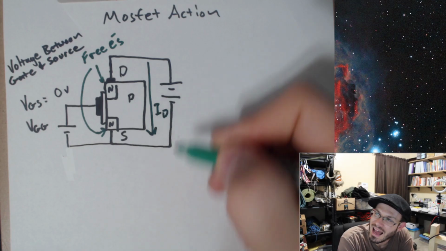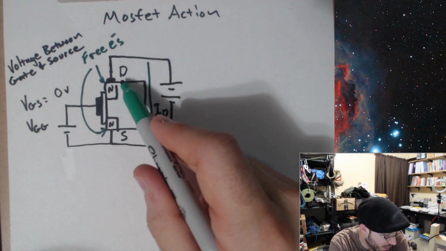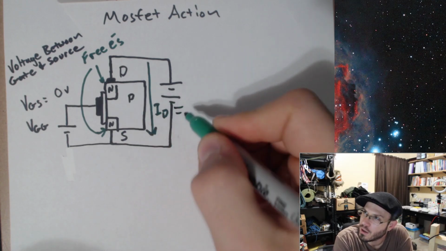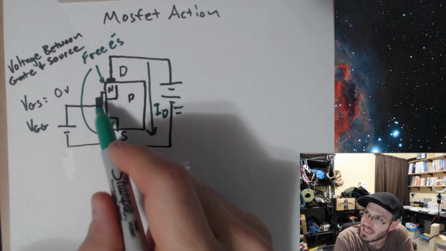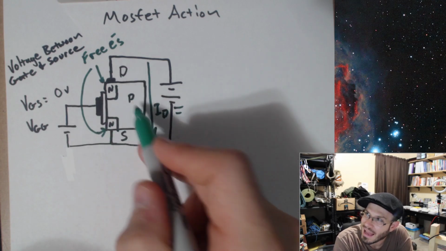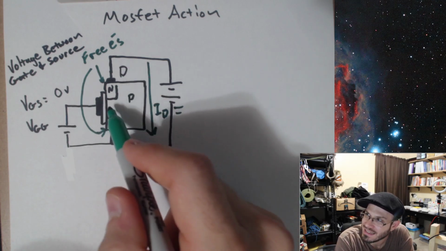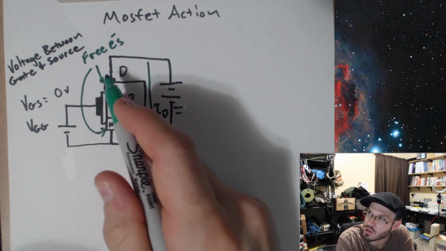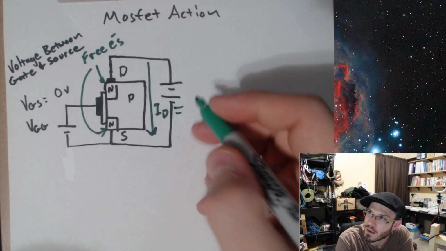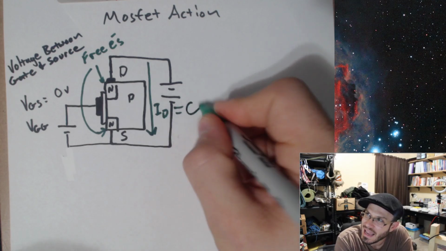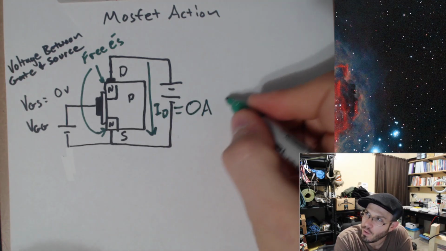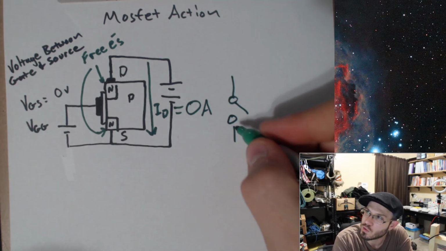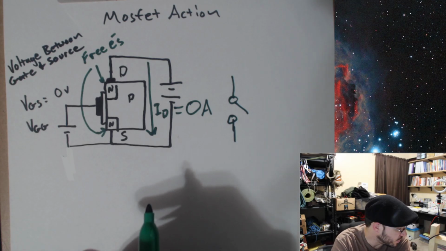We would call that ID, the current going from the drain to the source. However, with no voltage applied to this gate, it can't do that because this p-type material doesn't have free electrons to allow the electrons to actually start pushing through here. So ID ends up being equal to 0 amps. In other words, this acts like an open switch, not allowing any current to flow through.